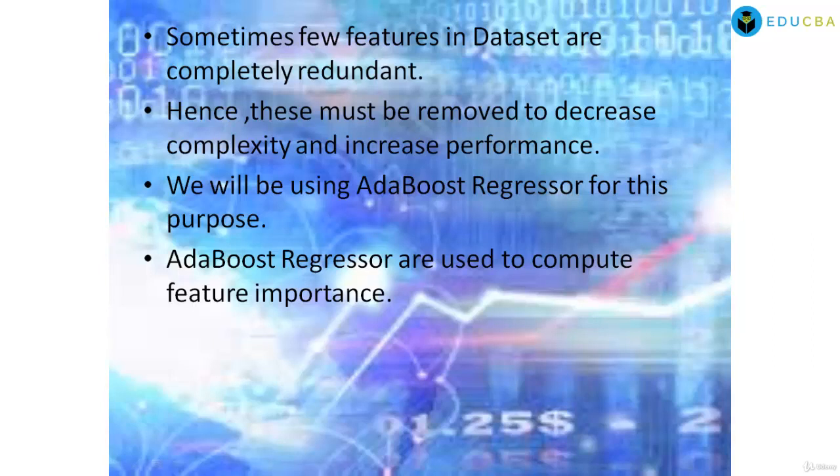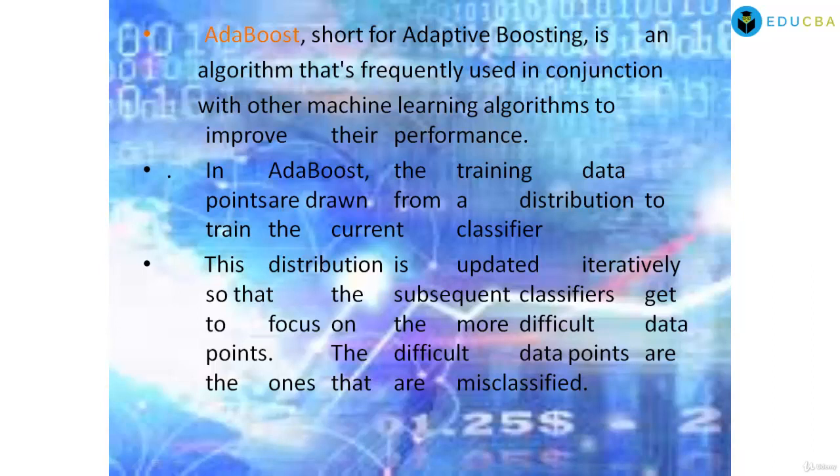So for that we will be using Adaboost Regressor. Adaboost Regressor is used to compute feature importance. So what is this regressor? Adaboost, short for adaptive boosting, is an algorithm that's frequently used in conjunction with other machine learning algorithms to improve their performance.